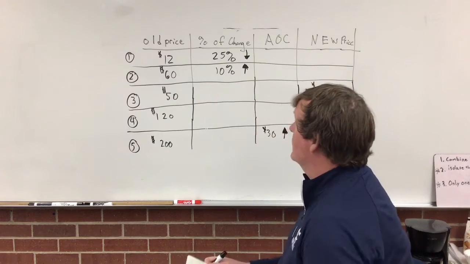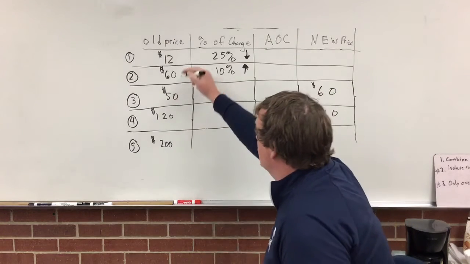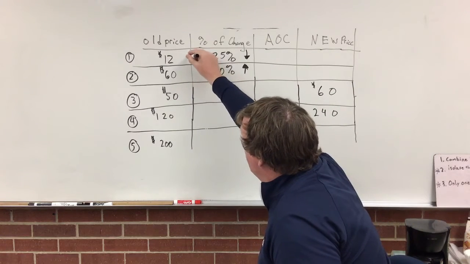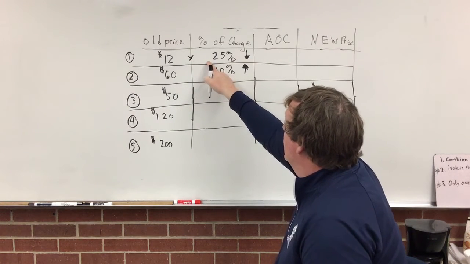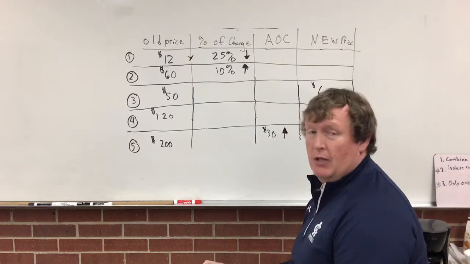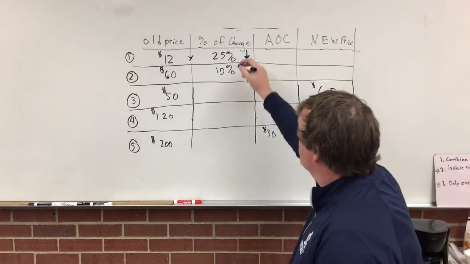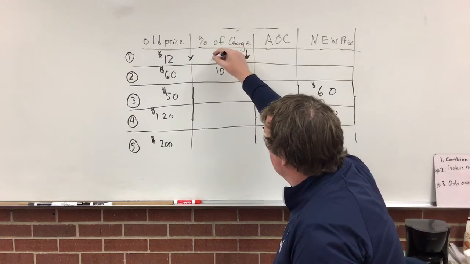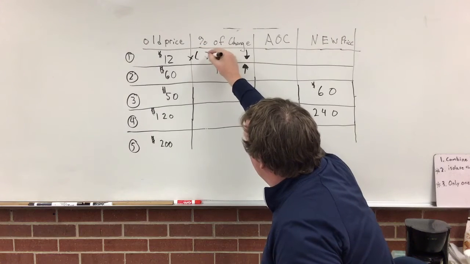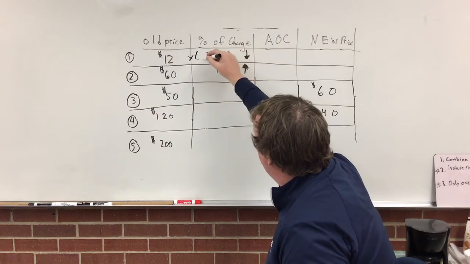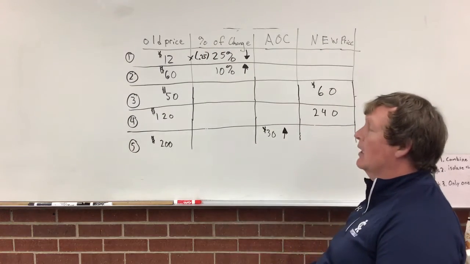The first two are relatively pretty simple. The basic thing that we have to do is take the old price, multiply it times the percent of change, and that will give us the amount of change. So that one's the pretty simple one. It's straight across. Remember, we need to change that percent of change into a decimal, okay? So the decimal for that, if we move our decimal place 2 places to the left, would be 0.25, okay?